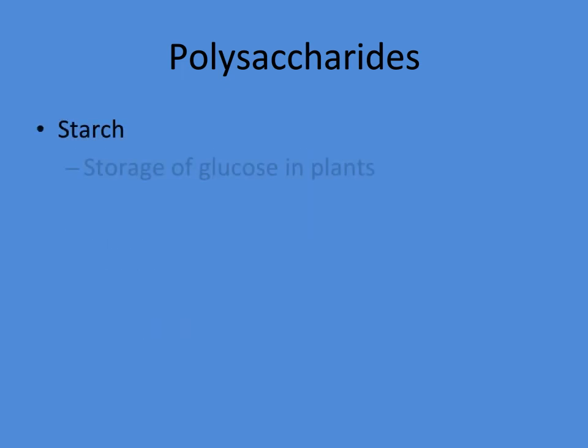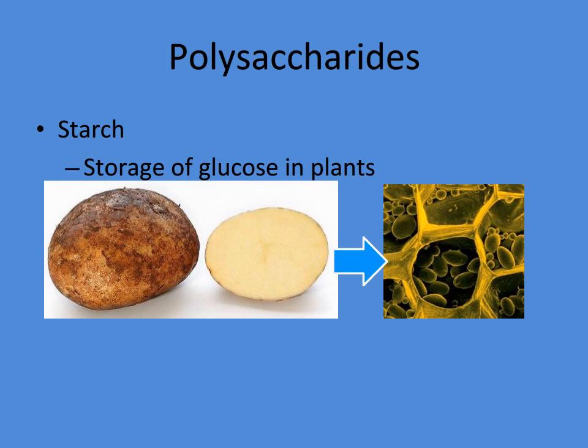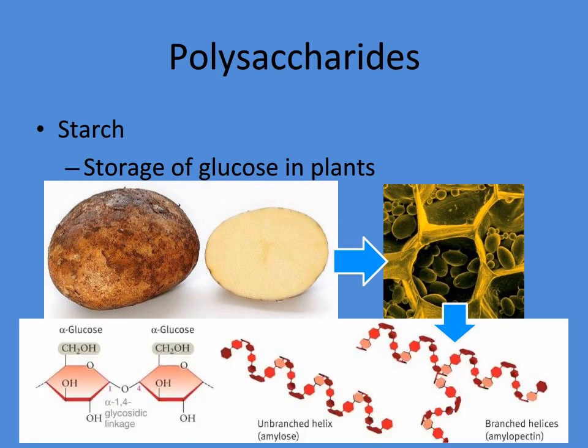Starch is the polysaccharide plants form in order to store their glucose for later use. The potato plant stores its excess starch in the potato. If we look at the cells in a potato, we see the small structures, amyloplasts, that contain the starch. And if we look at the starch, we can see it is composed of 2 forms, helical amylose and branched amylopectin.